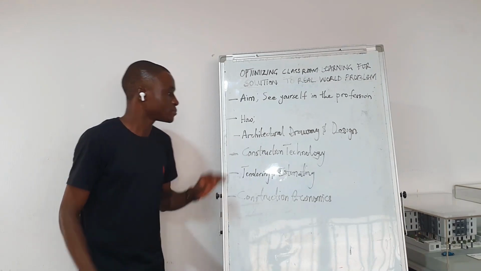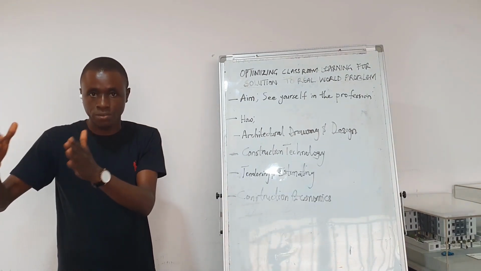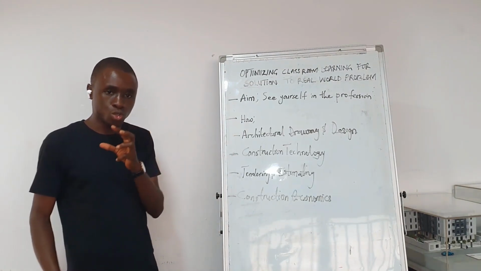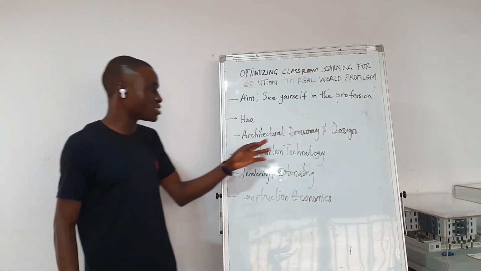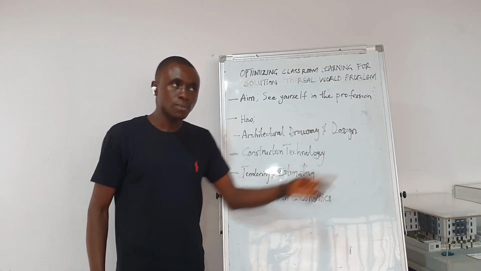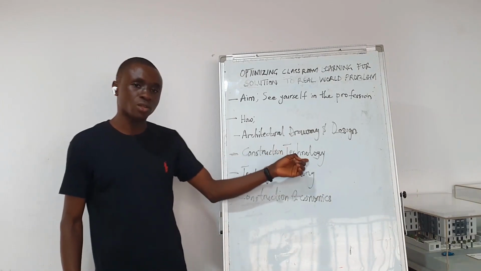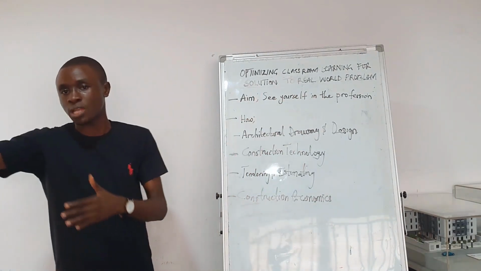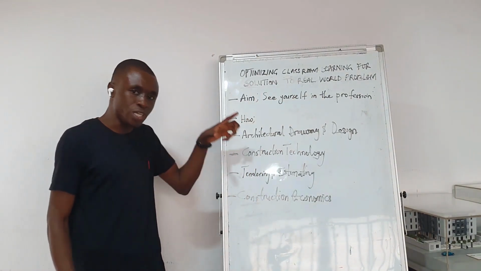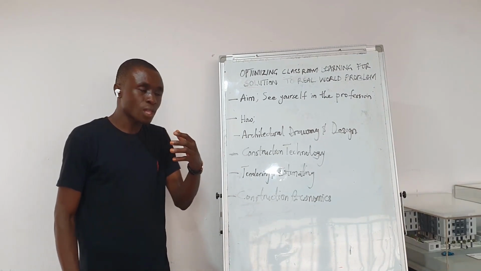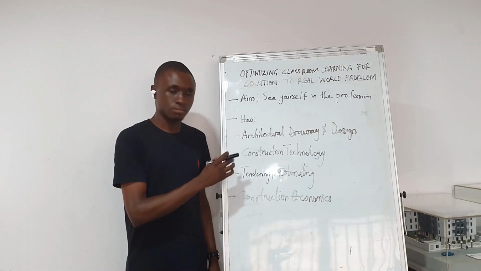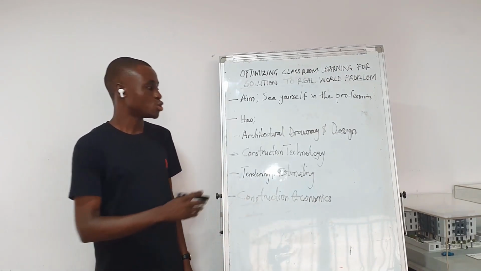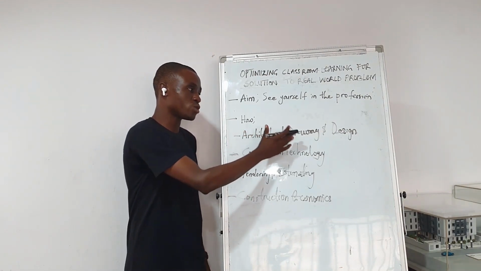Take for instance, as an undergraduate quantity surveying student, one of the topics you will be introduced to is architectural drawing and design. You also take another topic, construction technology, then tendering and estimating construction. So you have a lot of courses. Basically, I'm just going to speak to give you the general aim. I'll be taking one of these courses, because there are a lot of courses to do as a student in school, which is architectural drawing and design.